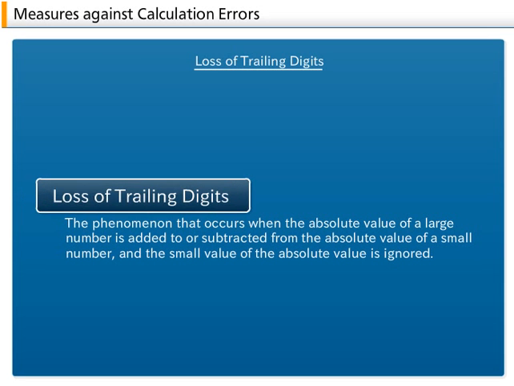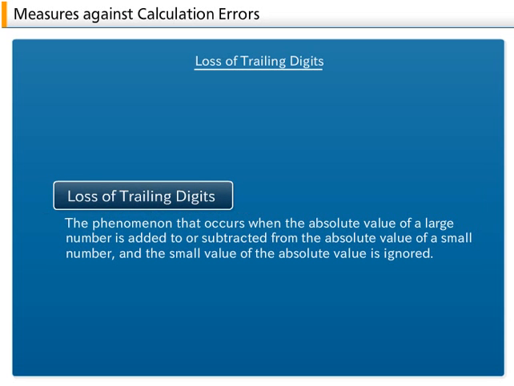3. Loss of trailing digits. The loss of trailing digits is a phenomenon that occurs when the absolute value of a large number is added to or subtracted from the absolute value of a small number, and the small value of the absolute value is ignored.